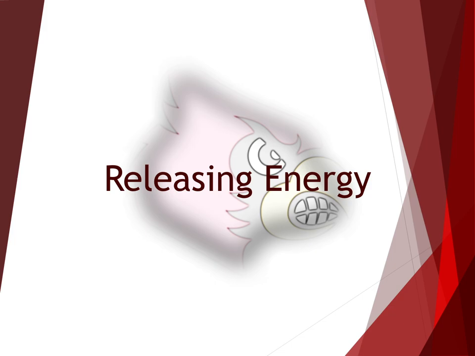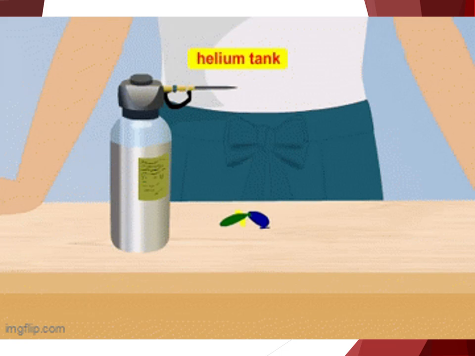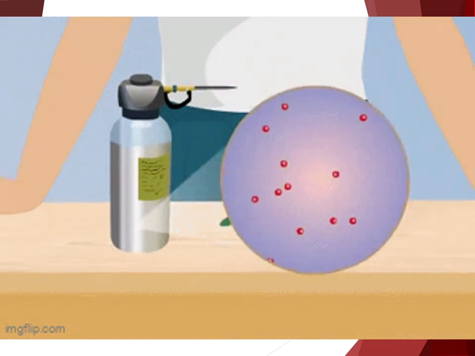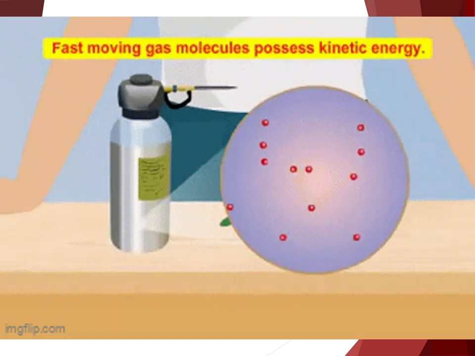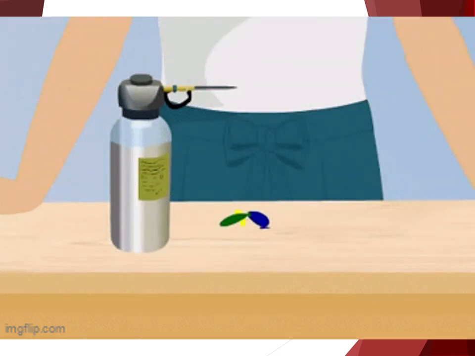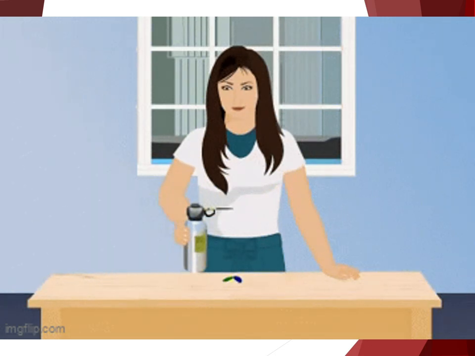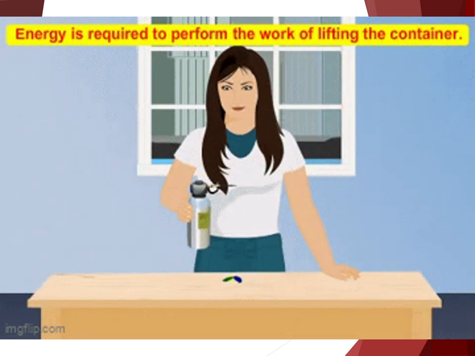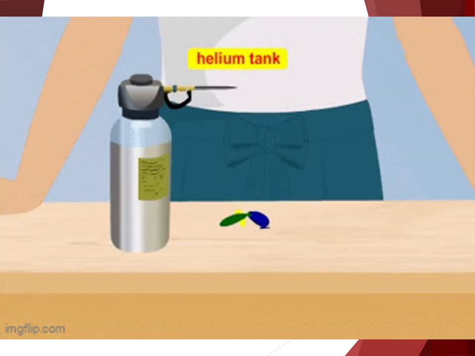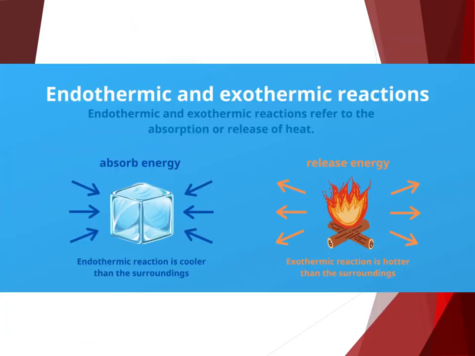Our first main idea: releasing energy. As wood burns, energy is released. Combustion of the wood releases energy in the form of light and thermal energy. Likewise, the synthesis reaction of sodium metal with chlorine gas, for example, also releases energy. Chemical reactions that release energy are called exothermic reactions.